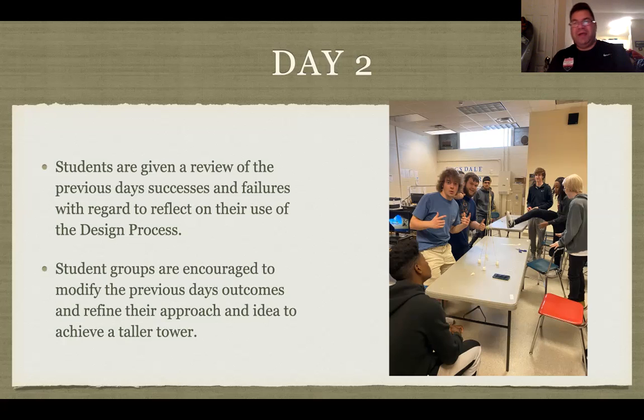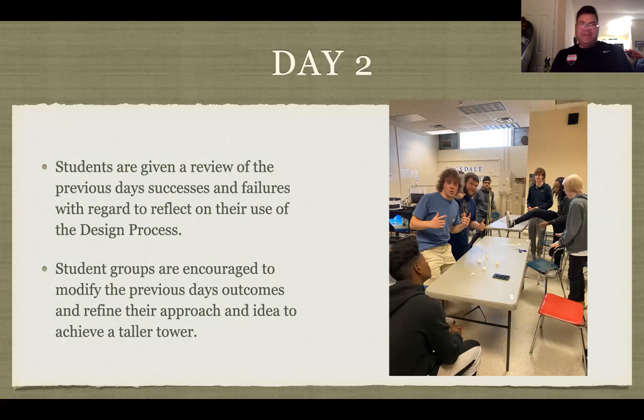nature and be that creative for a Noodle Lab without having to be rigid with all the little things you would normally think you had to do. It allowed them to go taller. I think this is the tallest tower we've ever done. It's pretty good. So students are given a review on day two of what we did on day one.